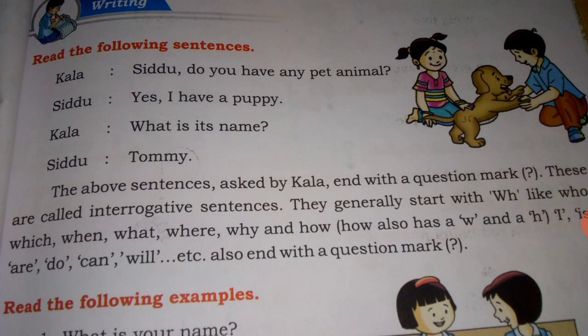Let's move on to the next activity called writing. This is very important. You should learn it properly. So listen carefully. Read the following sentences. In this picture you can see a boy and a girl. The boy is playing with a small puppy. The puppy is also looking very happy.